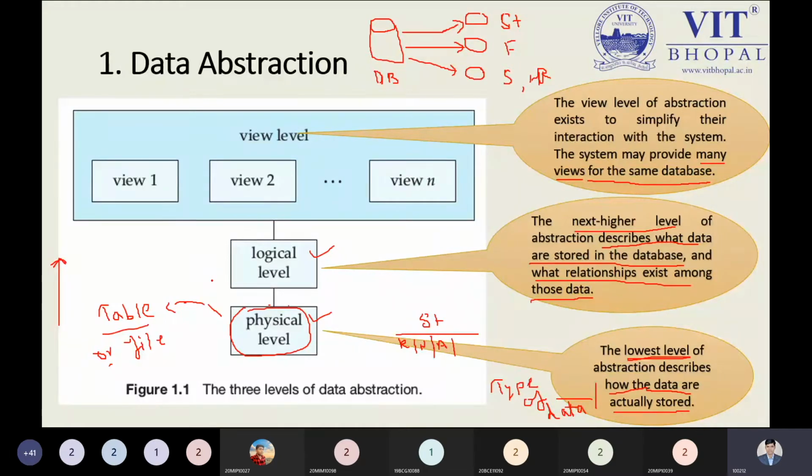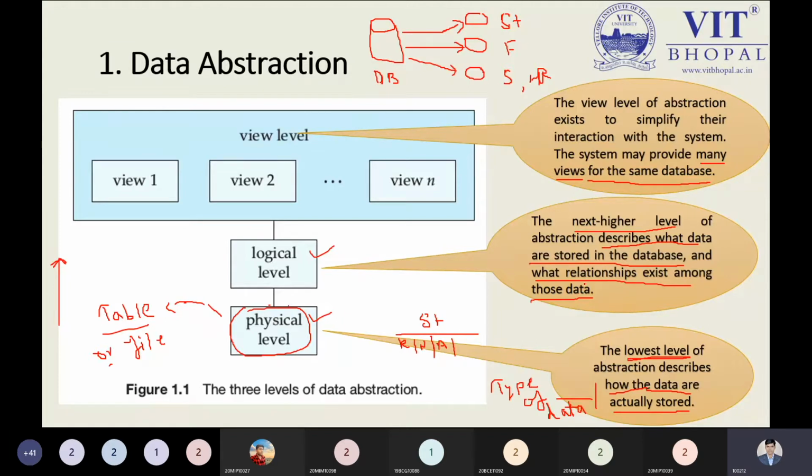So we will study this diagram from the bottom to up. First one, we have the physical level. You can read out some points over here. The physical level means the lowest level of abstraction, which describes how the data are actually stored. So physical level means we are talking about how data is actually stored in the system.